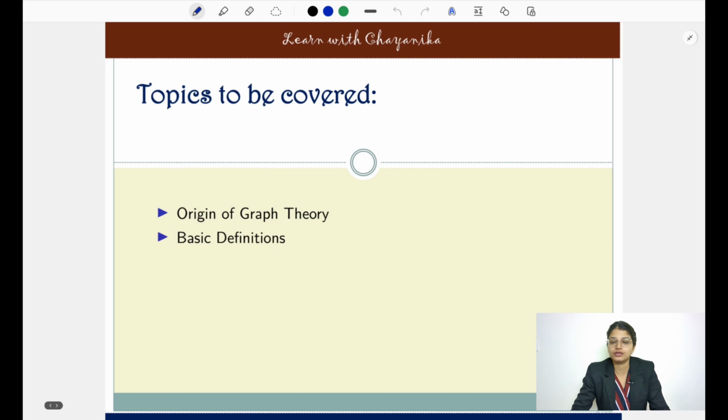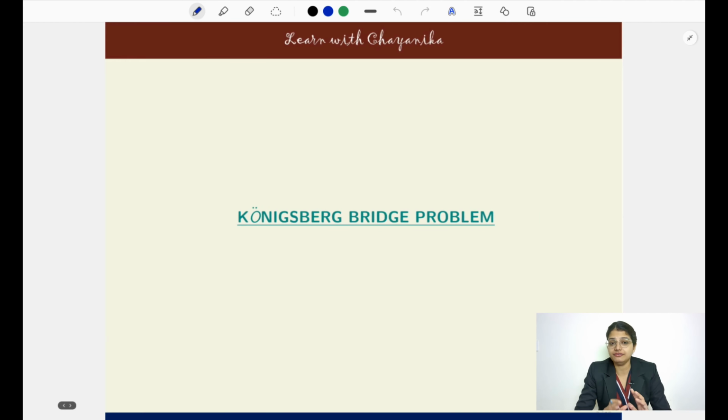Well, the topics that we are going to cover today in this lesson would be the story behind the origin of graph theory, of course, and after that we will be dealing with some very basic definitions that are required absolutely to understand the concept of graphs. Now, the very first problem that actually gave birth to the idea of graph theory was the Konigsberg bridge problem. So let's know in detail what the problem was all about.